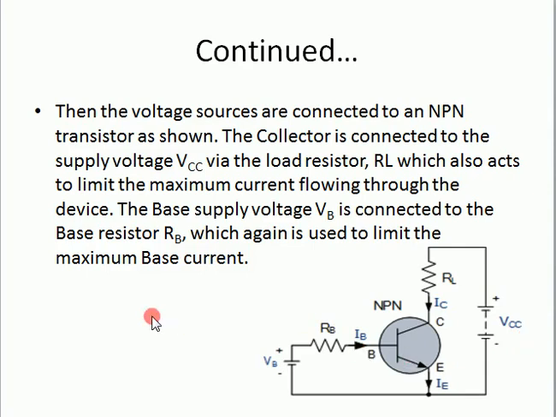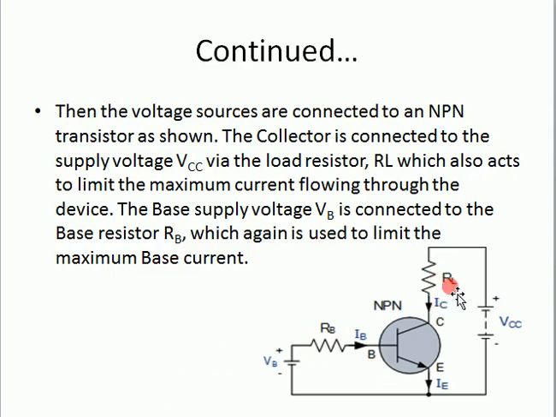Now see what will happen. The collector is connected to the supply voltage VCC via the load resistor RL, which also acts to limit the maximum current flowing through the device. The base supply voltage VB is connected to the base resistor RB, which again is used to limit the maximum base current. So here you see this supply is connected with a resistor because of the limitation of current, and here this VCC is connected with the load resistor, and across this load resistor we take our output voltage, and this is also for the limitation of the collector current.